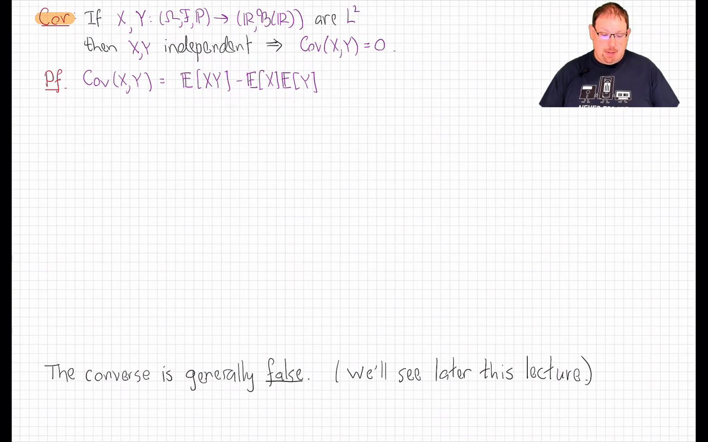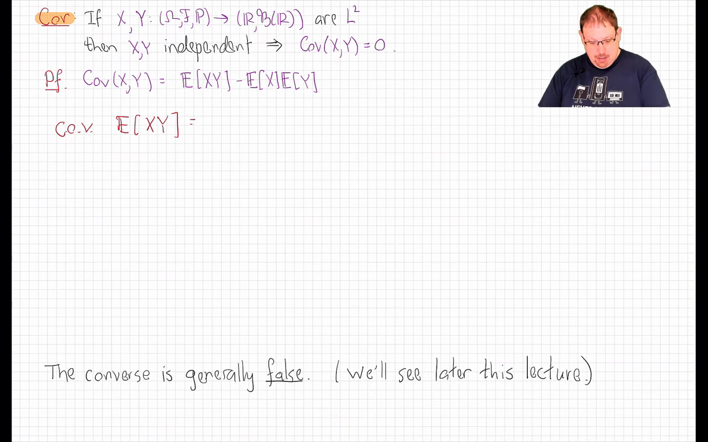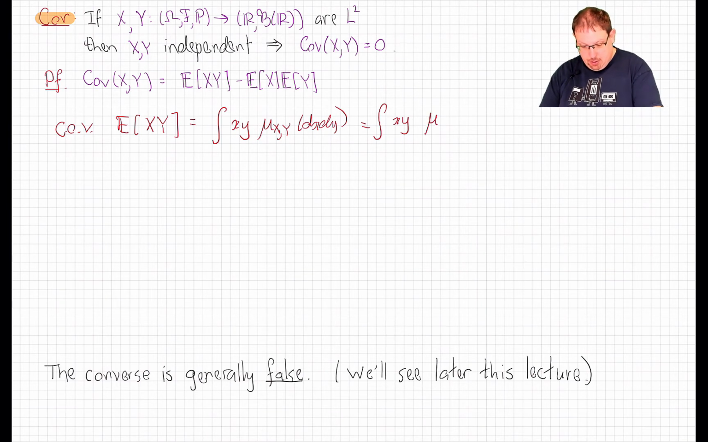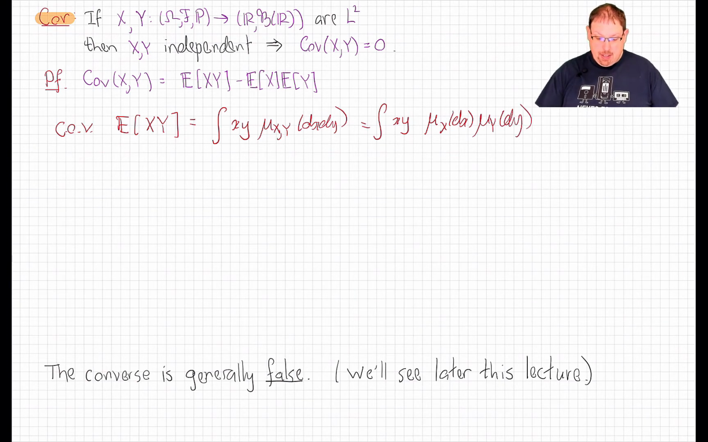The covariance is defined to be the expected value of the product minus the product of the expected values. But we can compute those expected values in terms of the joint laws of these random variables by the change of variables theorem. The change of variables theorem will tell us that the expected value of the function xy is the integral of little xy integrated against the joint law of X and Y. Now, if those are independent, then this is the integral of xy against the product measure, mu_X(dx) mu_Y(dy), and by Fubini's theorem, which applies because X is in L2 and therefore in L1 of this probability measure, and Y is in L2, therefore L1 of that probability measure, this can be evaluated as an iterated integral.